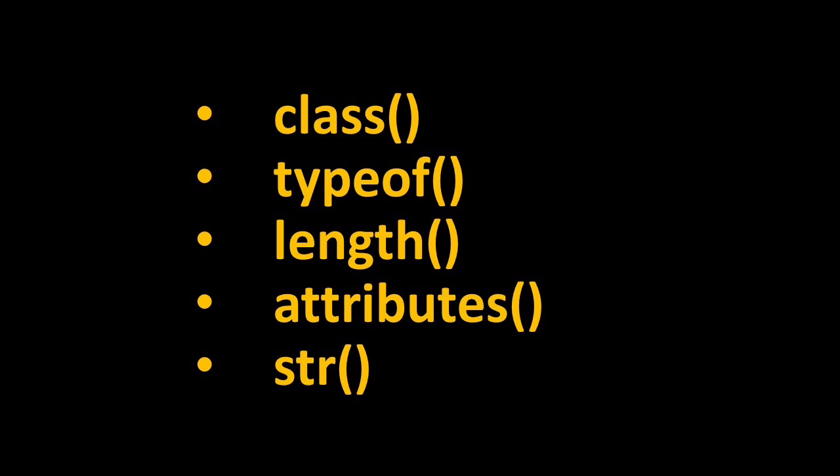The class function will return the class of the factor. The typeof function will return the data type of elements stored in the factor. Length will return the number of elements stored in the factor. Attributes will tell us the properties of the factor. And lastly, the structure function will tell the internal structure of the factor in the memory of R. Now with the help of an example, I'll explain the features of a factor using these 5 functions in R.